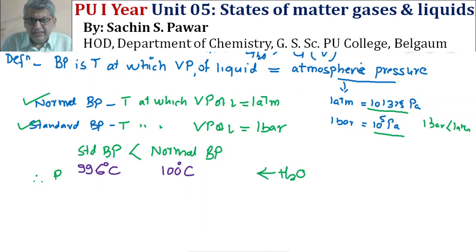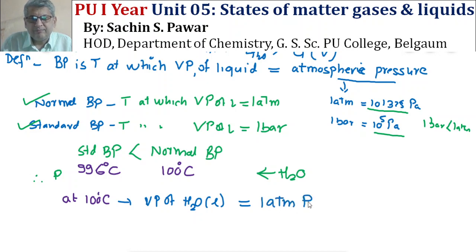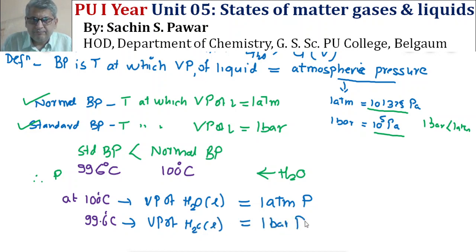This means that at 100 degrees Celsius, the vapor pressure of liquid water becomes equal to 1 atmospheric pressure. And when I say the standard boiling point of water is 99.6 degrees Celsius, it means that the vapor pressure of liquid water has become equal to 1 bar pressure. So these are the definitions of normal boiling point and standard boiling point.